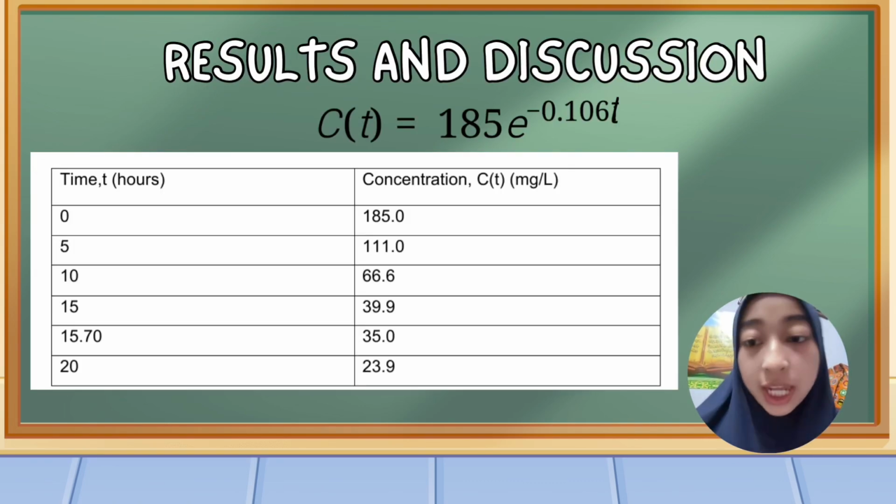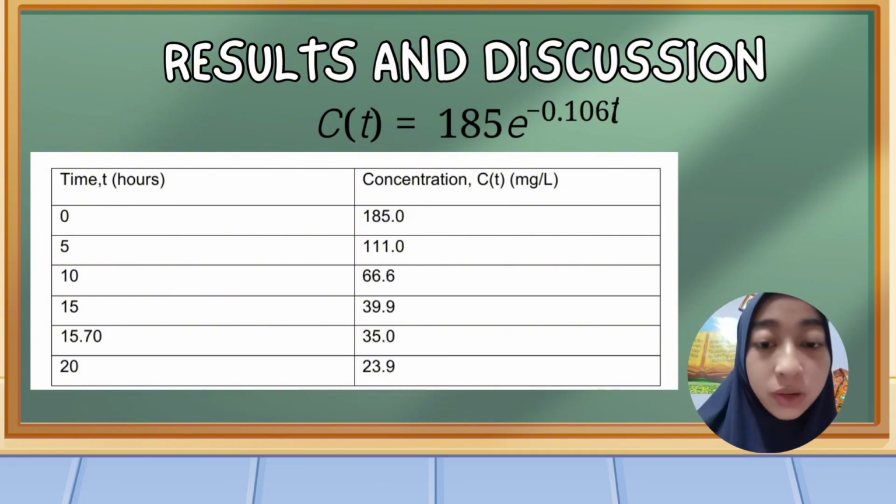So now let's move to the result and discussion. Based on the developed exponential decay model, the pollutant concentration at different time intervals was calculated as shown in the table. From the table, we can see that the pollutant concentration decreased continuously over time. Initially, the concentration is 185 milligram per liter at 0 hours, and after 5 hours, it decreased to 111 milligram per liter. The concentration continues to decrease to 66.6 milligram per liter, 39.9 milligram per liter, and then the model predicts that the target concentration of 35 milligram per liter is achieved after approximately 15.70 hours. After 20 hours, the concentration further decreased to 23.9 milligram per liter.